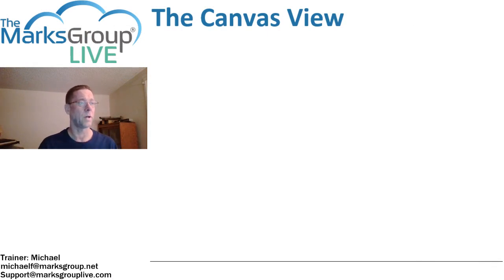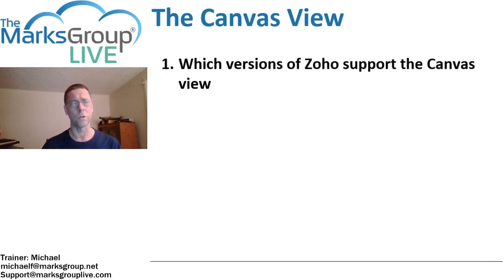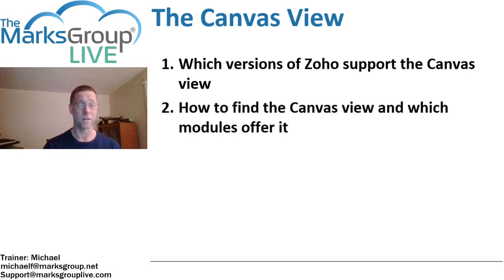So let's take a look at what we accomplished today. We took a look at which versions of Zoho support the Canvas View, and the answer is the expensive one, which is $35 a month at the time of this video, which I know is a lot less than some other CRMs. So the enterprise version of Zoho CRM is the one that allows you to create Canvas views. We looked at how to find the Canvas view and which modules offer it. Namely, an awful lot of the modules offer it, and you'll note that it's available because there is a paintbrush over top of a canvas there.